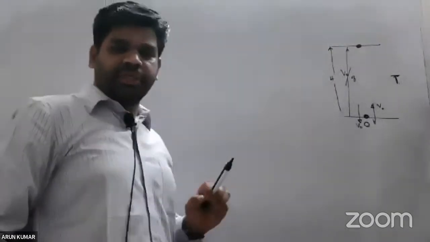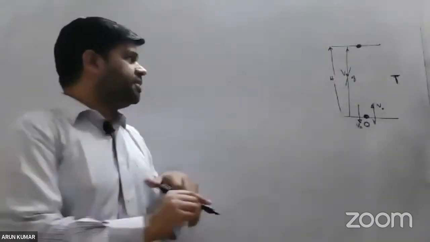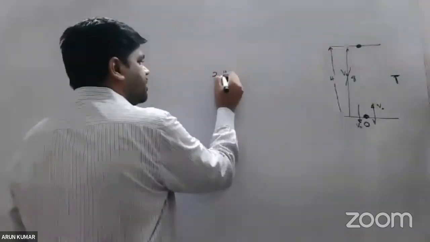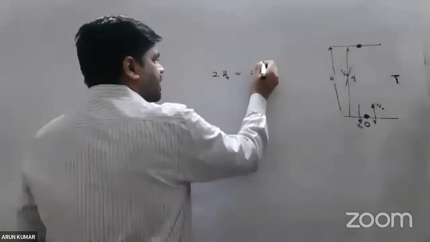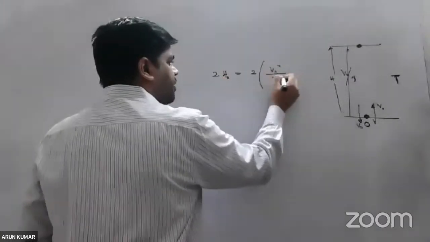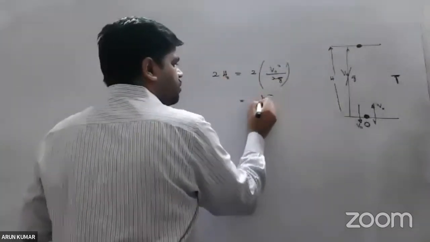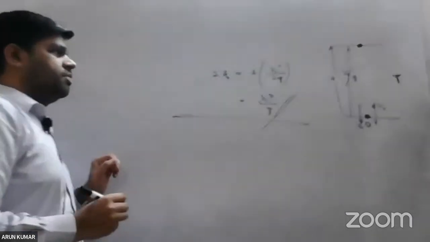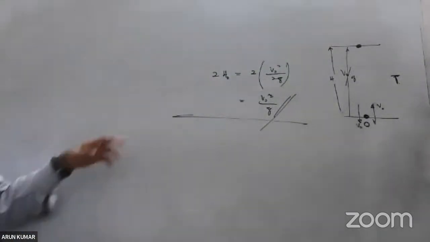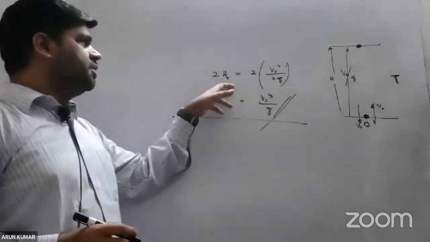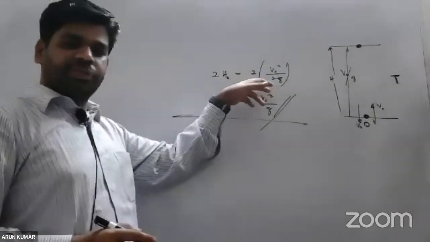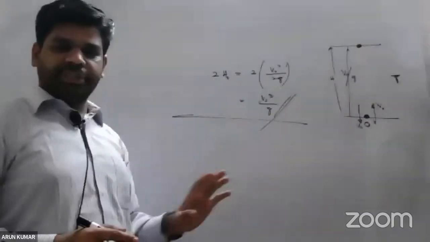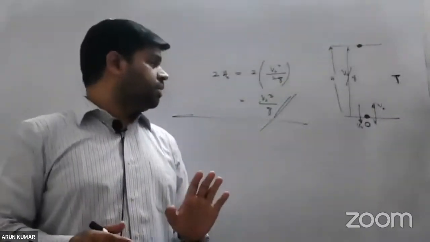No. I'm not asking. See, what is the height? Distance is 2h, which is h is what? V naught square by 2g. Yes, sir. So distance is 2h, which is 2 into V naught square by 2g. 2 get cancelled. V naught square by g is the distance traveled.